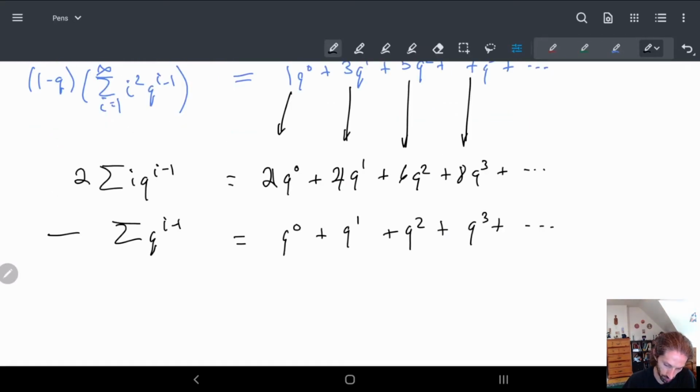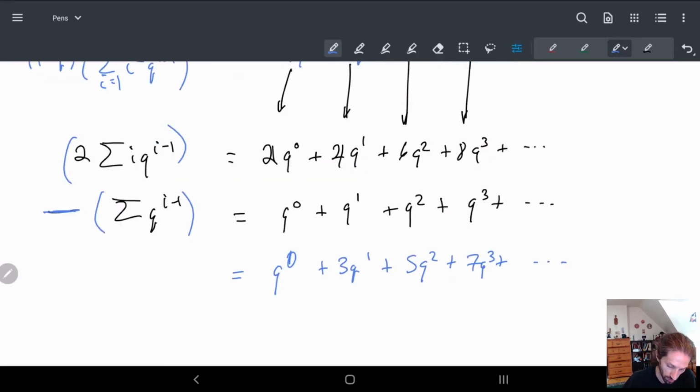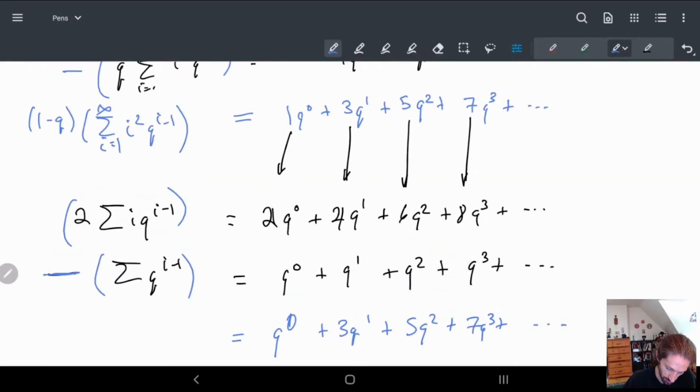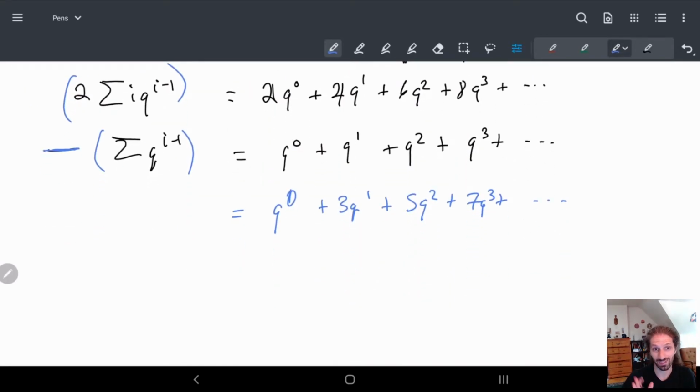So when I do the subtraction, let me write this down. This minus this gives me q to the 1, q to the 0, plus 3 q to the 1, plus 5 q squared, plus 7 q cubed. And notice how these are the same. So in other words, this thing here implies what we have. I know it's super complicated, but these are basically how we do things normally. Welcome to math. It's a lot of problem solving.